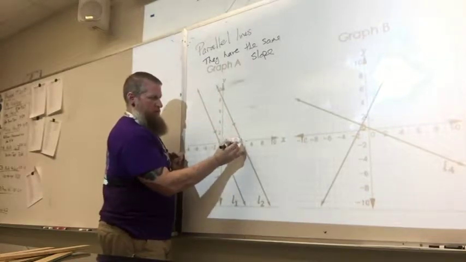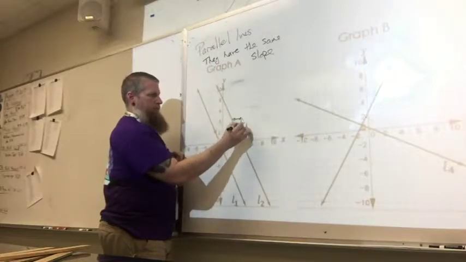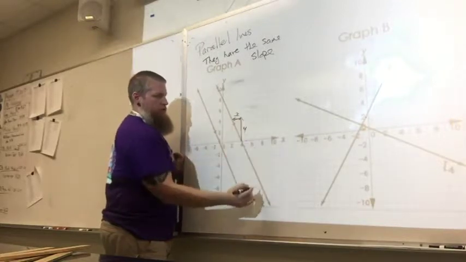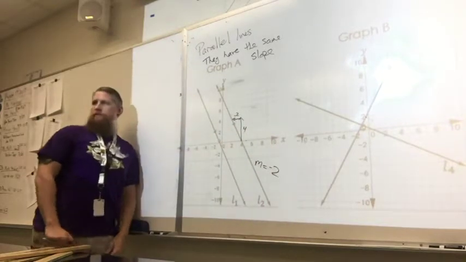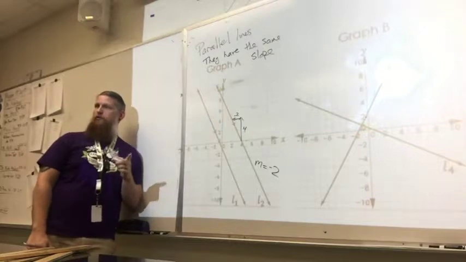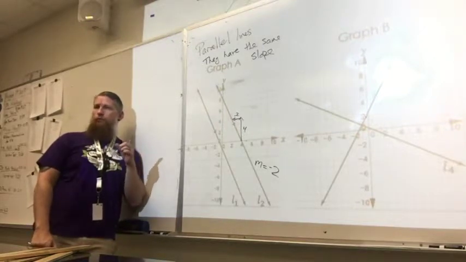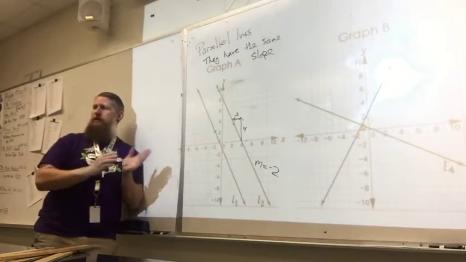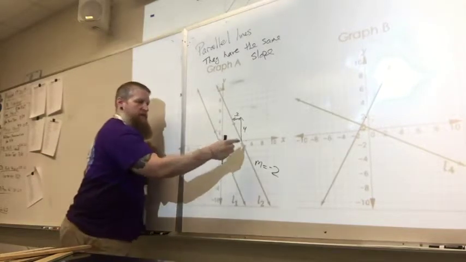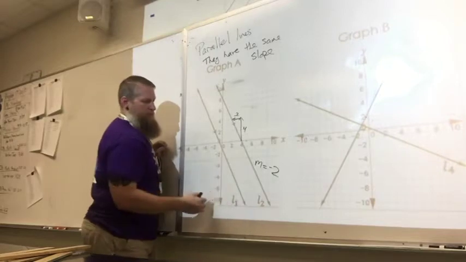This was, what was it? Negative 2, right? Because that was 4 and that was negative 2. So the slope of this one was negative 2. So again, if the problem wants you to verify, prove, or justify that 2 lines are parallel to each other, you're going to find the slope of both lines. So that one was negative 2.